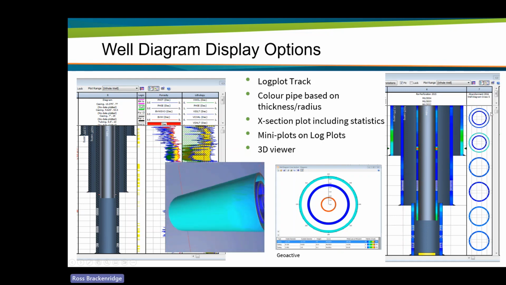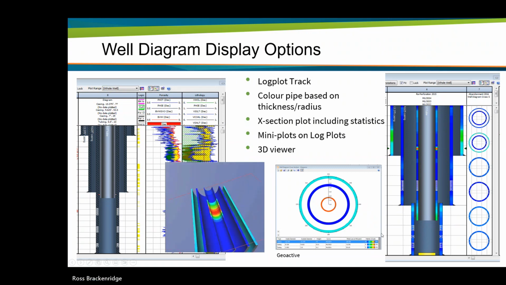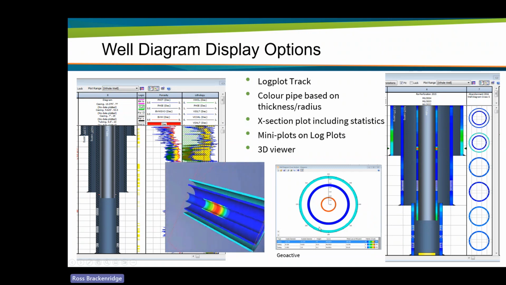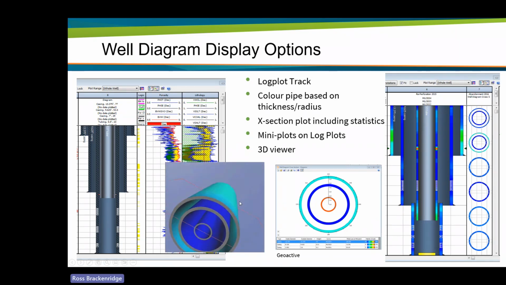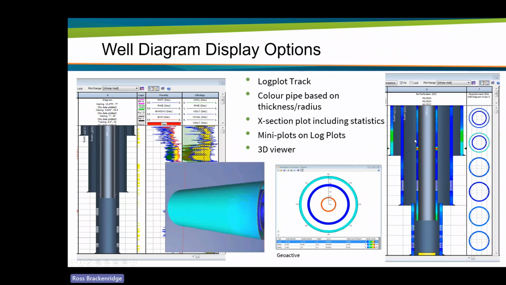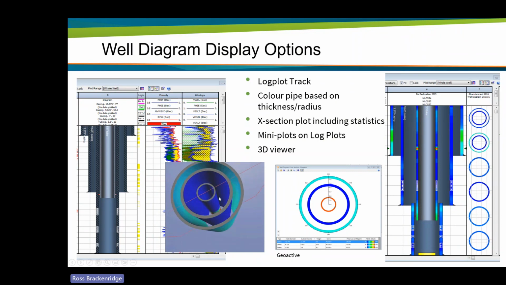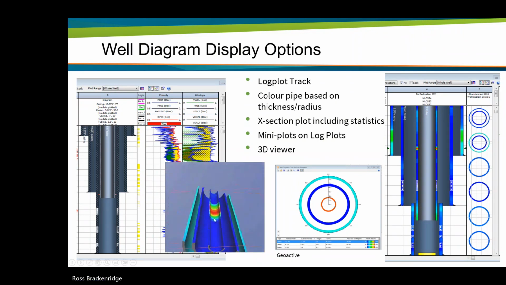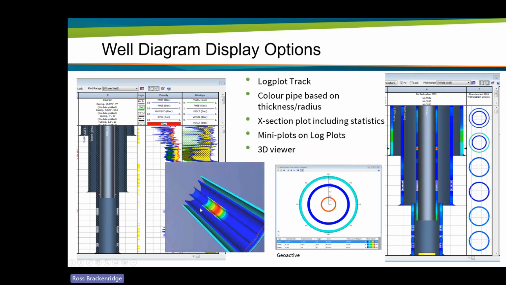We could also have mini cross sections here. You can see on the log plots. Then you can have full cross sections of the casing with statistics on it as well. And we could even look at it in 3D. In this case, we've zoomed into this area here. We've right-clicked, launched the 3D viewer, and you can slice open the casing to look at the internal tubing or casing as well. You can see we've got some wear in the inside tubing.